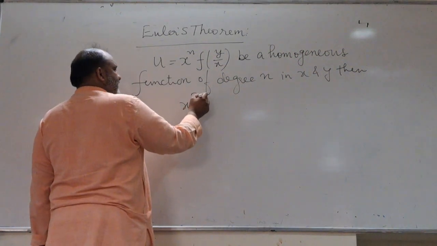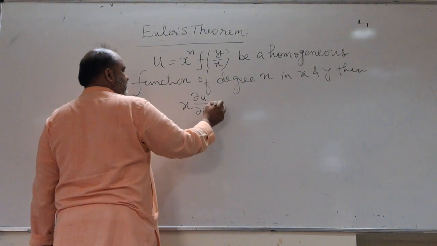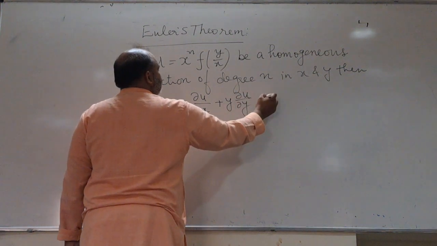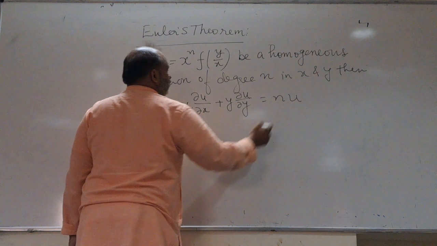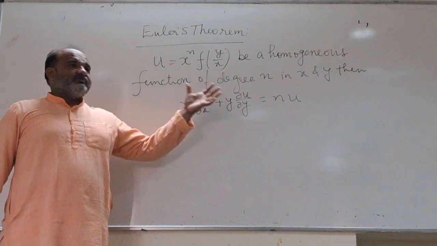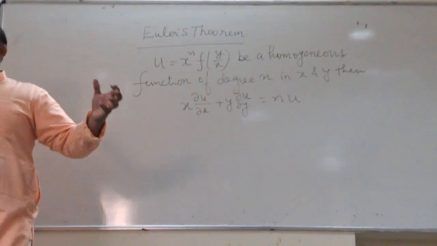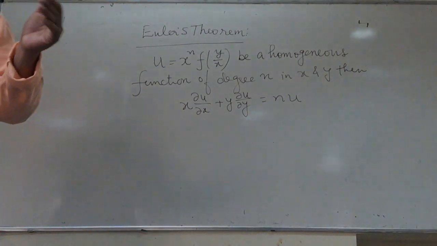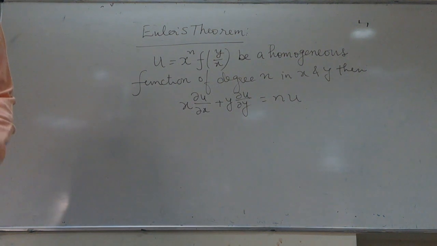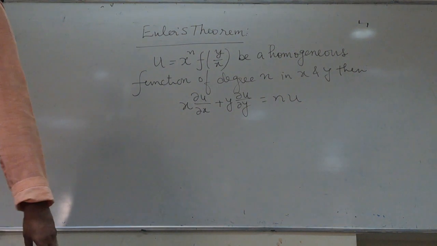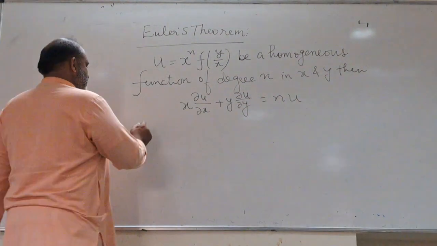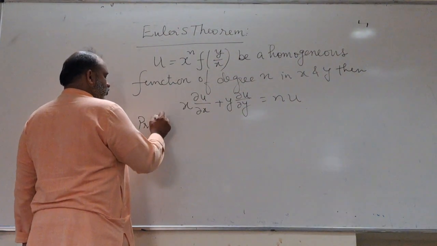x ∂u/∂x + y ∂u/∂y will be equal to nu. It means on the right hand side the function u will be there multiplied by n, that is the degree of the function, and on the left hand side it is x ∂u/∂x + y ∂u/∂y. This can be easily proven. Let me go for the proof.